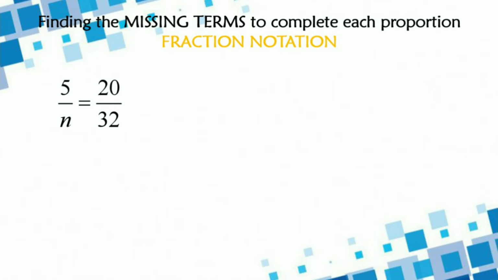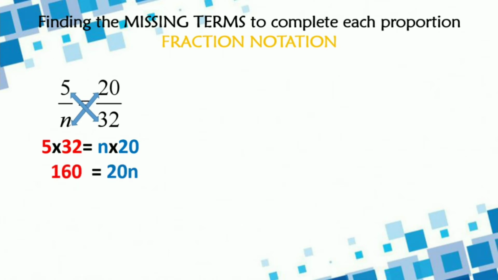So we will be using cross multiplication to test its proportionality. So 5 times 32 and then n times 20. So 5 times 32 is equal to n times 20. We have 5 times 32 is equal to 160. N times 20 is 20n.